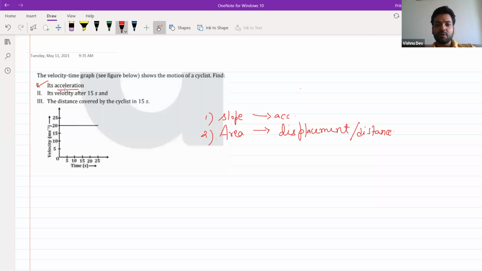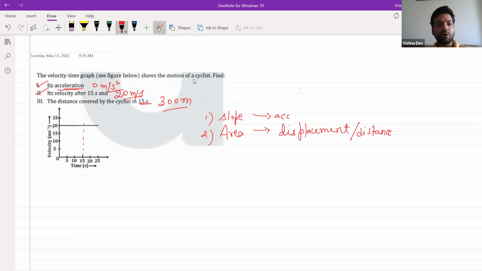Okay, so if we talk about acceleration, that is 0 meter per second square. Velocity after 15 seconds. So after 15 seconds, velocity as it is indicated here, it is constant. So we can say 20 only, that's correct. And the distance covered in 15 seconds. What we have to do, we will take the area. So 15 times 20, 300 meters. Right, so these all answers we'll get.